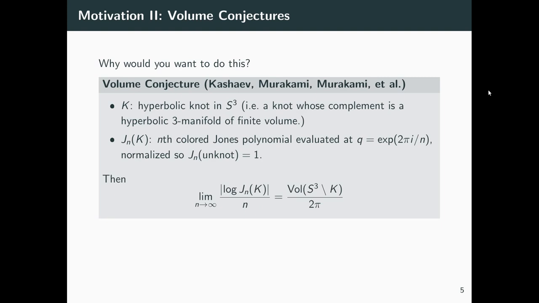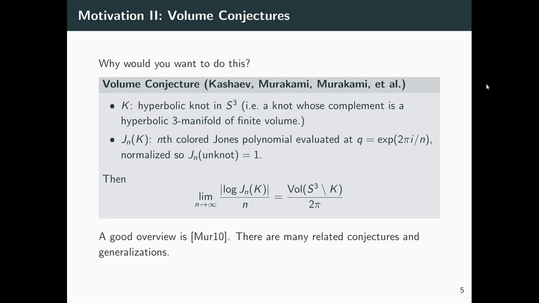The volume conjecture says that the asymptotics of the log of that divided by n gives you the hyperbolic volume of the knot. A lot of people are interested in this conjecture because it says that somehow this a priori entirely algebraic invariant, the Jones polynomial, is really saying something deep about hyperbolic geometry.